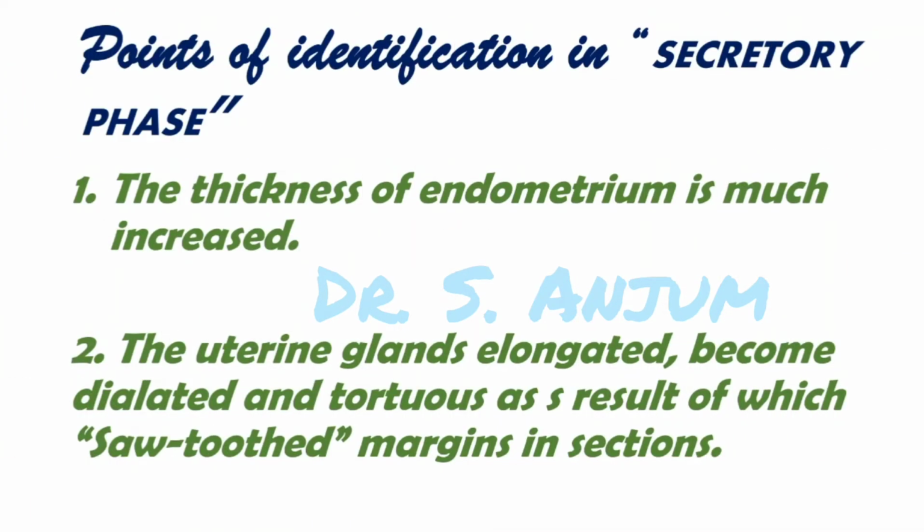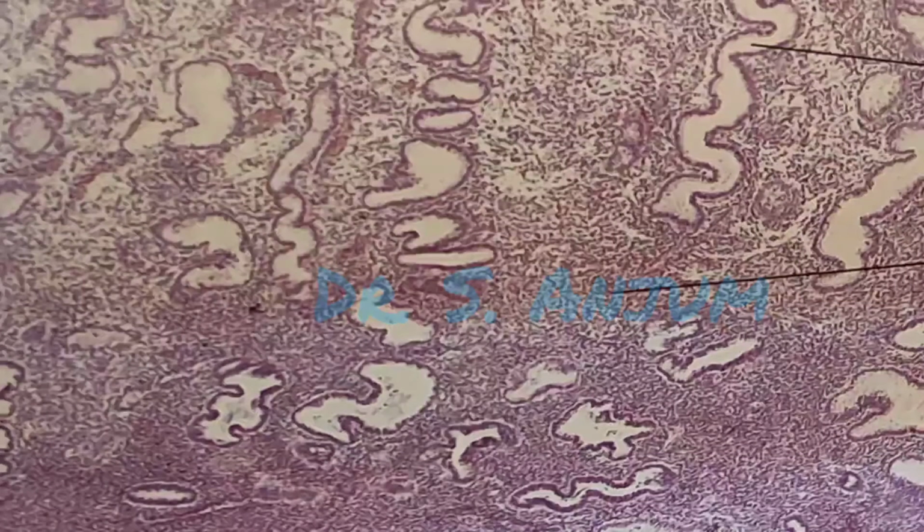Now come to the secretory phase. In secretory phase, the thickness of endometrium is much increased. Gradually it is increased, and finally it is increased very much. The uterine glands are now elongated and become dilated, and also they go under twisting and become tortuous, as a result of which they have a sawtooth appearance in the histology section. You can see here the uterine gland is twisted, and the appearance is of sawtooth.